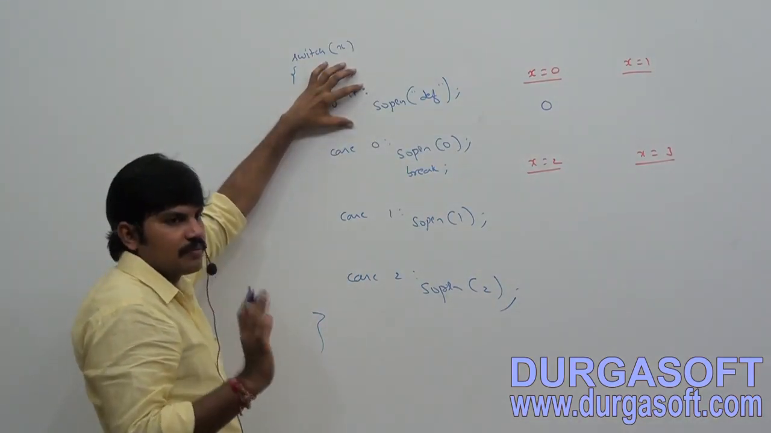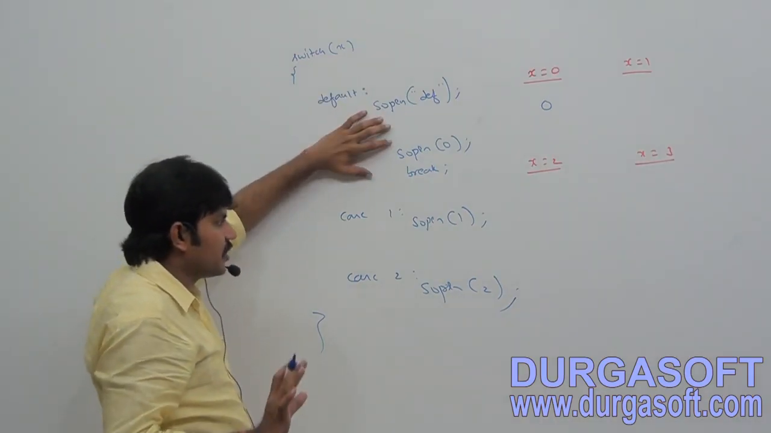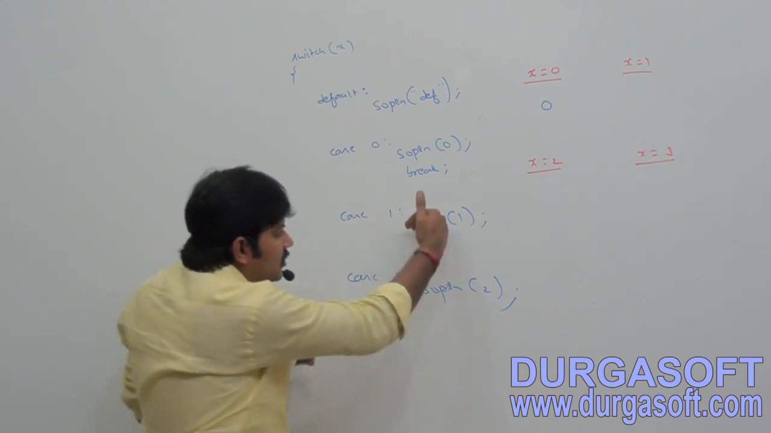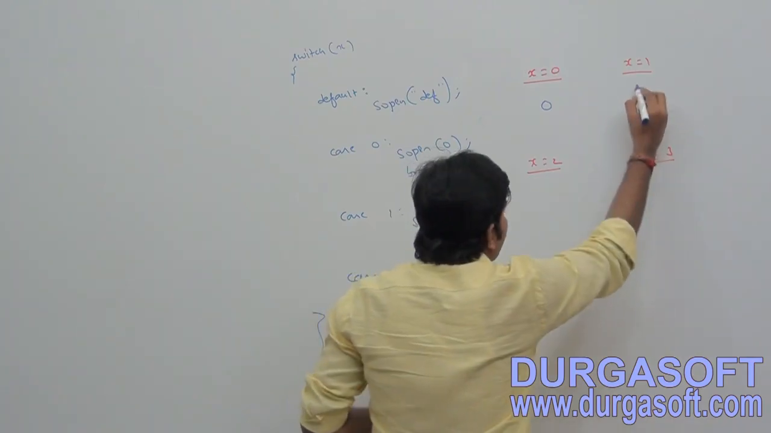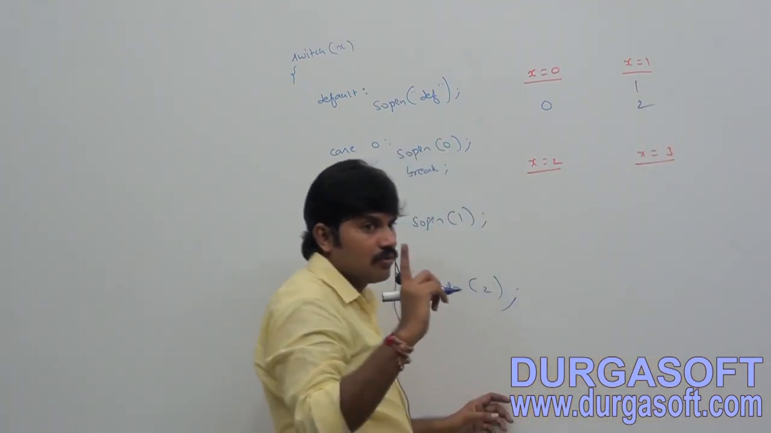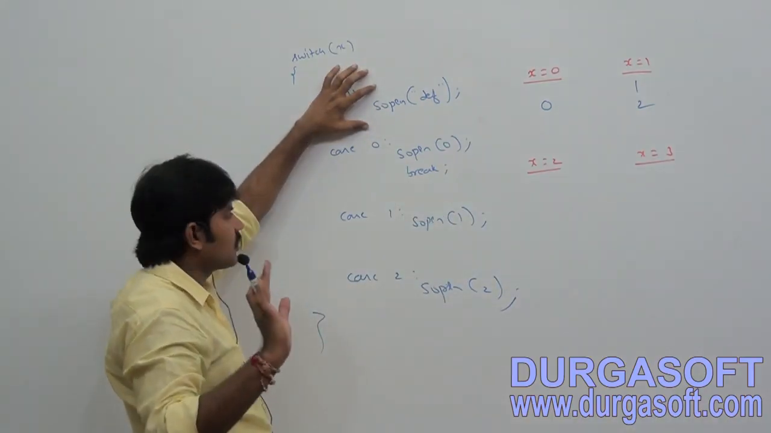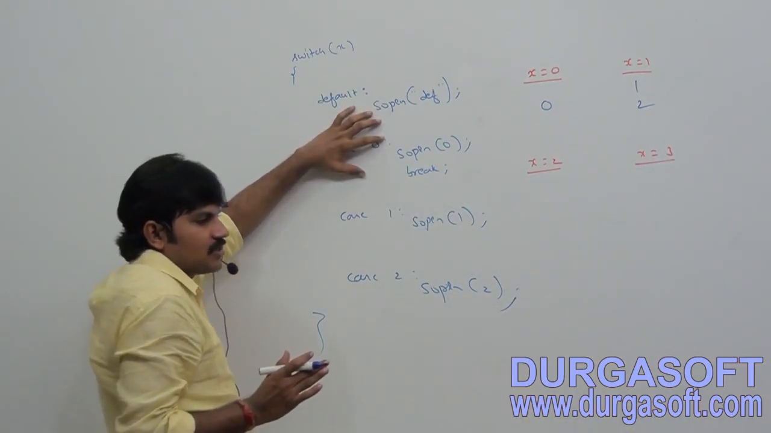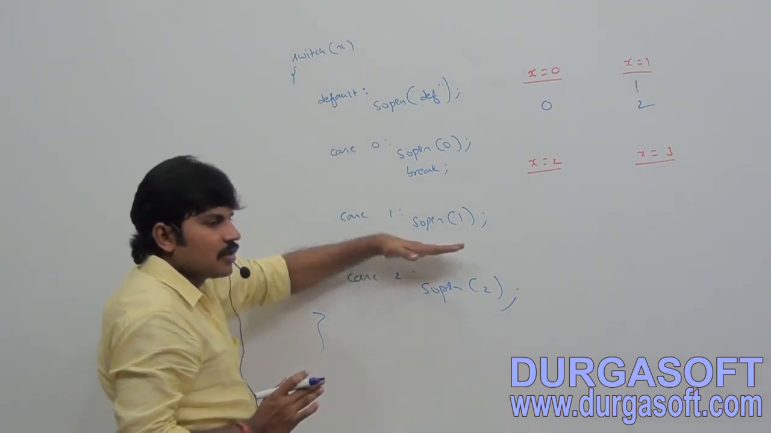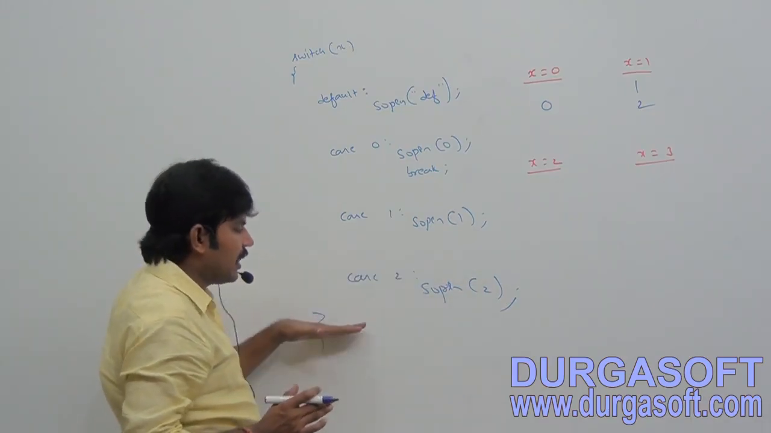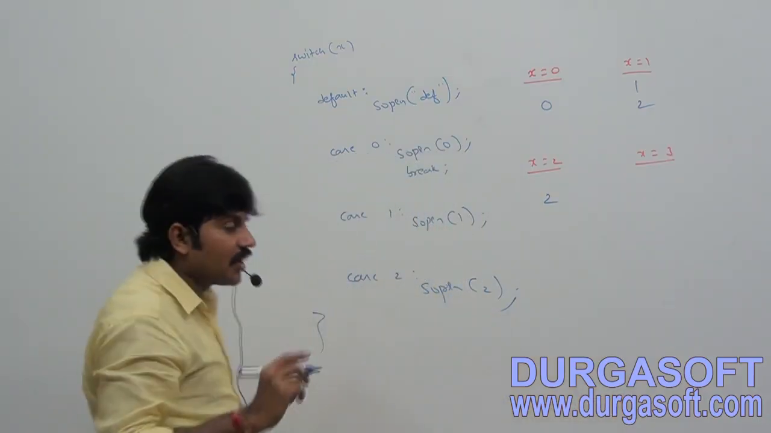Now x is equal to 1. First default came. Why default? Please wait some time. 0 not matched, 1 matched. Now onwards all until break or end of the switch. What is the answer now? 1 followed by 2. Only 1, 2, not 1, 2, default. X is equal to 2. Default, wait for some time. 0 not matched, 1 not matched, 2 matched. Now onwards all until break or end. The answer is only 2.